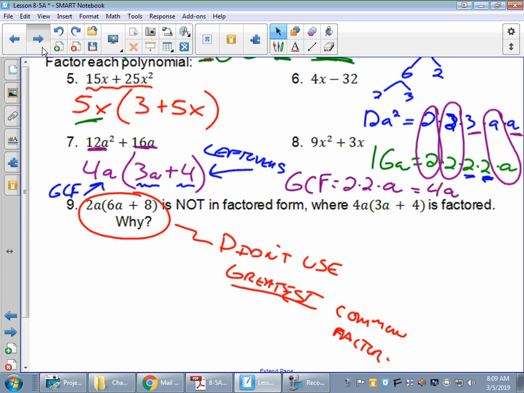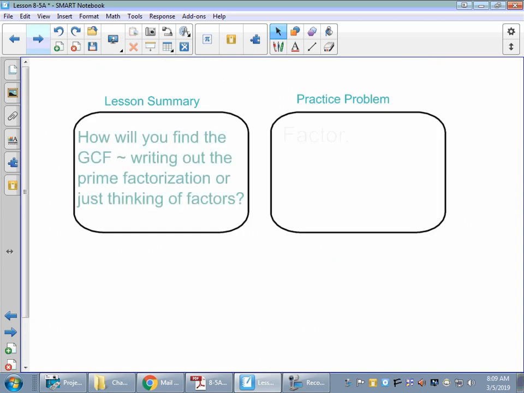Okay. I know that was a lot to it, but that's the beginning of factoring. Every section from here on out to the end of the chapter is going to be on factoring. So how will you find the GCF? Will you write it out in prime factorization, or will you just think of factors and try to divide it yourself? How are you going to be able to do that? That's what I want to know.